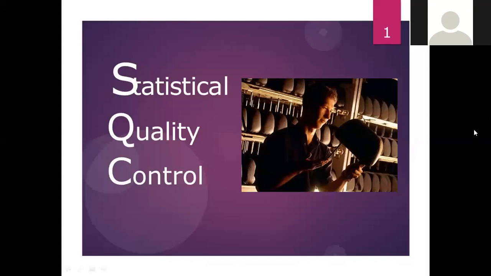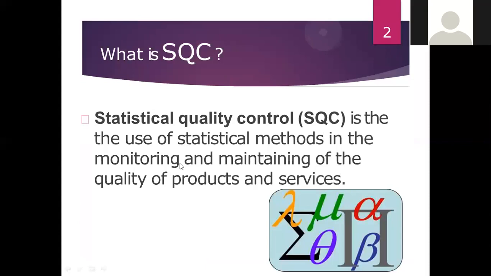Okay. So today we are going to discuss statistical quality control, a new topic, and this will be my last topic. So I would like to quickly give a small introduction. So what is statistical quality control?